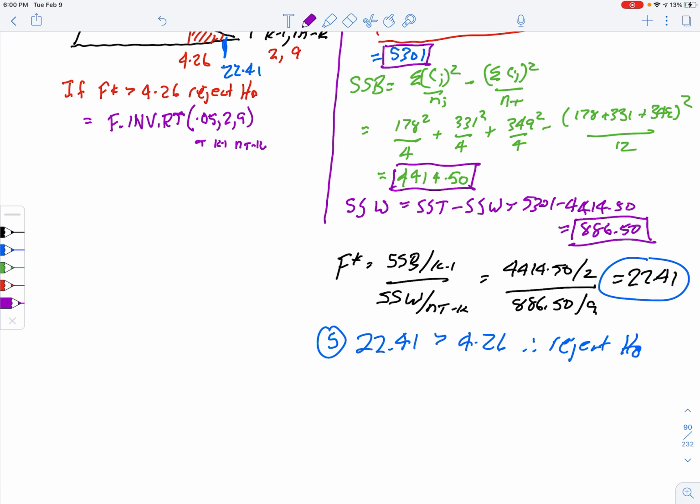But just before we leave this video, how would you calculate a p-value? Well, a p-value would be F.DIST.RT, and then your computed value, and then your degrees of freedom. Remember, a p-value is always a right tail dist function, because we're always going up in an ANOVA test. This is your F star value, and then K minus 1 and NT minus K.